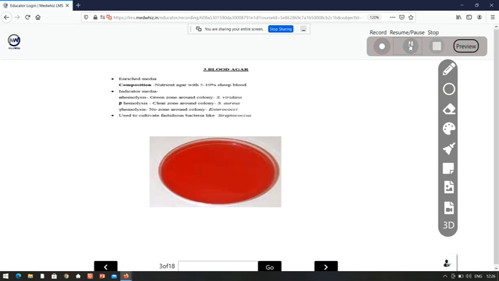Fastidious means they require special types of nutrients like blood or serum. If you provide these special nutrients to the culture media, it enhances the growth of these bacteria. That organism we call a fastidious bacterium. Examples of fastidious bacteria are Staphylococcus aureus and Streptococcus.